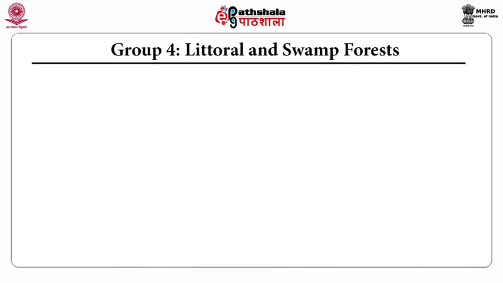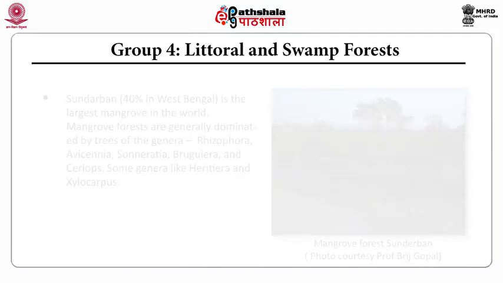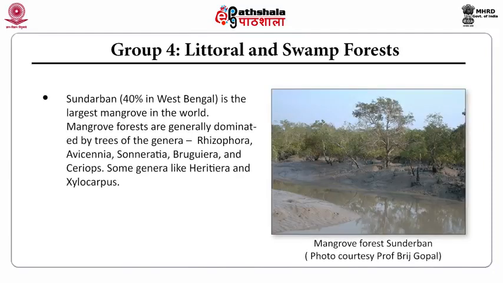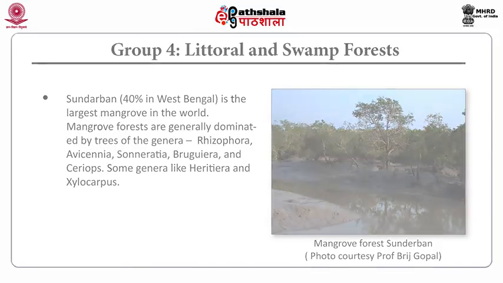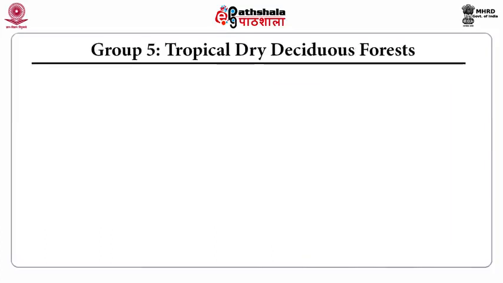So, we are again continuing with group 4, littoral and swamp forest. They occur in the Sundarbans, which is 40% of the area in West Bengal and is the largest mangrove in the world. These mangrove forests are generally dominated by trees of genera Rhizophora, Avicennia, Sonneratia, Bruguiera, Ceriops, and some genera like Heritiera and Xylocarpus.